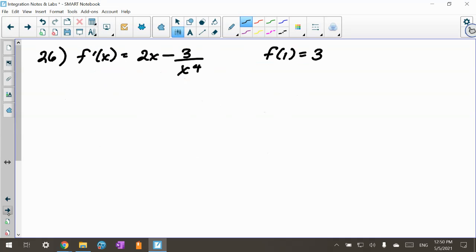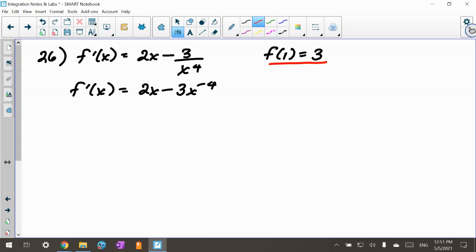All right. The next one we're looking at is 26. And when I look at 26, I see that it's not really set up very well to do this. So I'm going to rewrite this f prime of x. I'm going to write it as 2x minus 3x to the -4. Again, they gave us information from our original function so that when I start doing my antiderivatives, I can use that information to find out what c is.